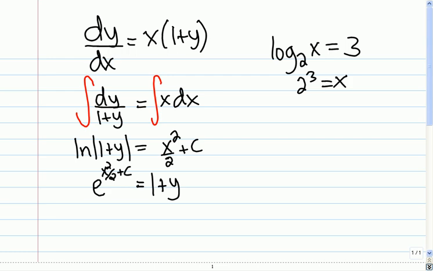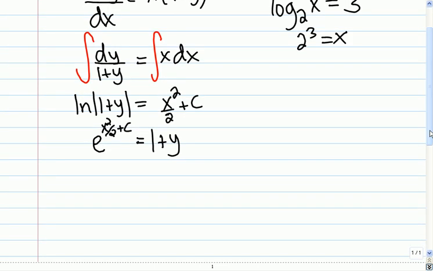Okay. And if I rearrange that for y, maybe I'll do it, actually there's enough room there. It's going to be y equals e to the x squared over 2 plus some constant, minus 1. Now, this would be correct. However, it's probably not what you're going to see in the textbook.